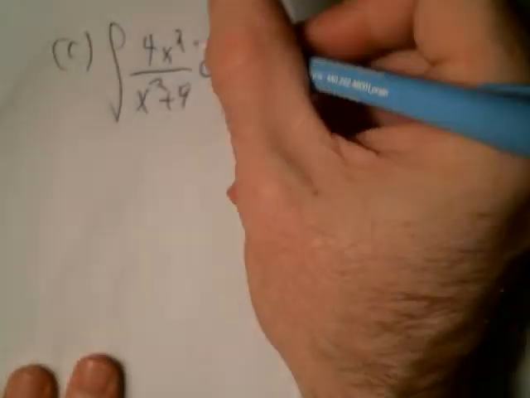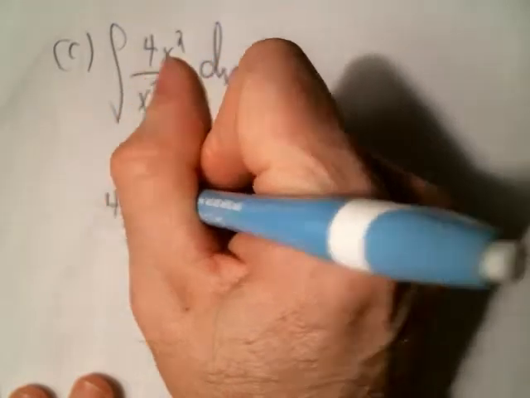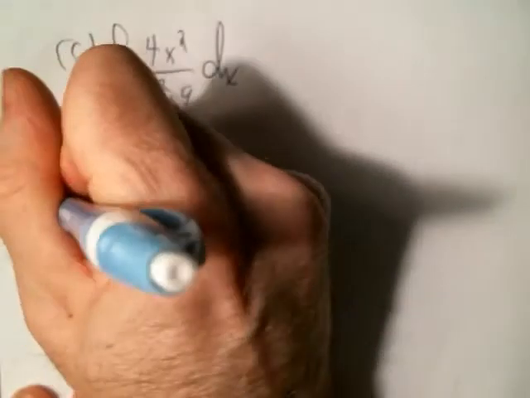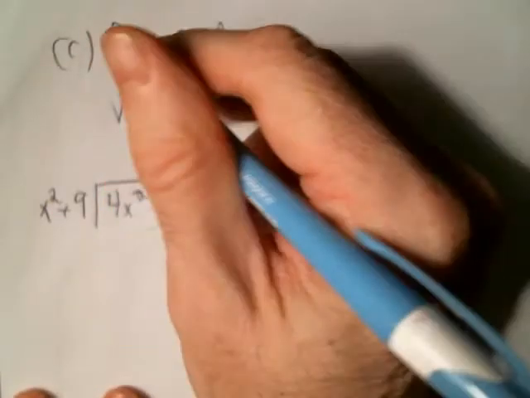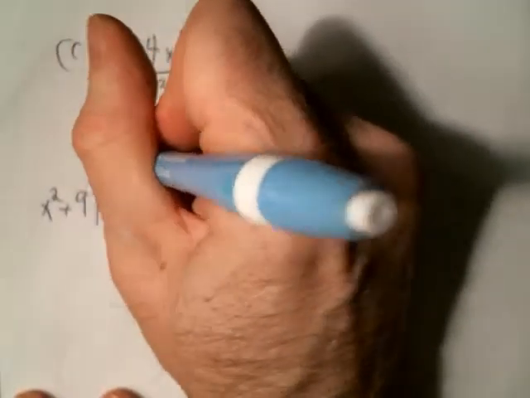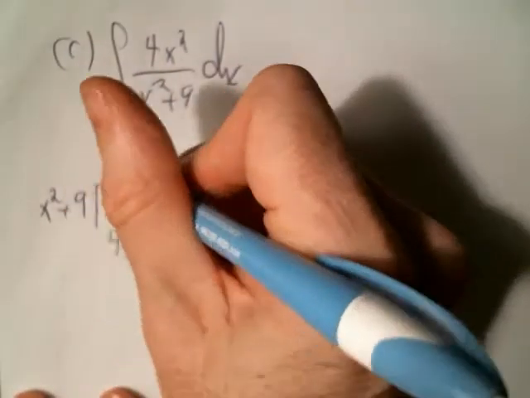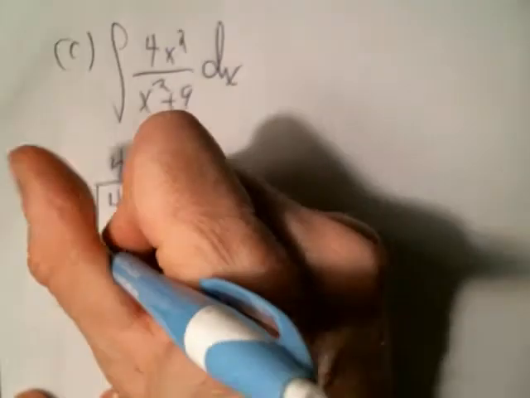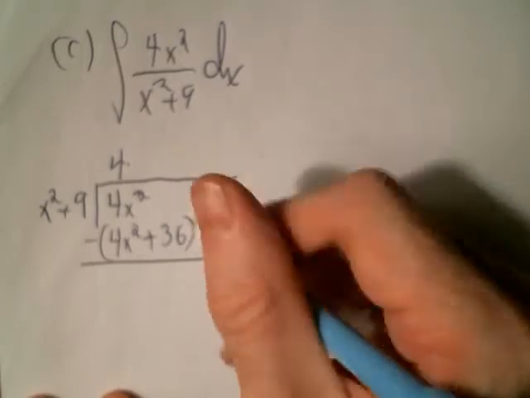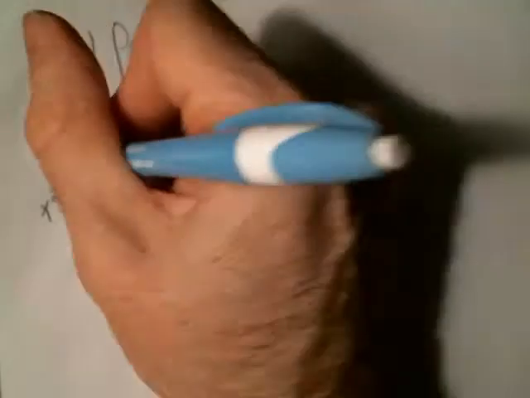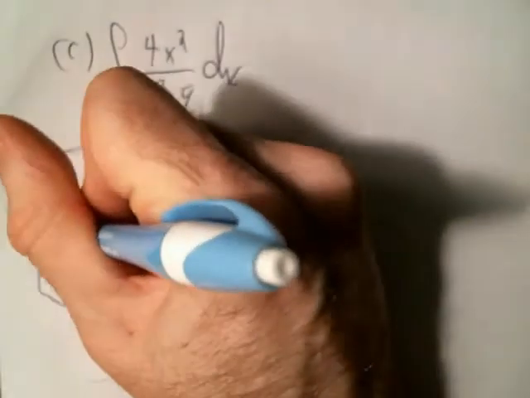I know the degrees of the numerator and denominator are the same. Let's go ahead and divide 4x squared by x squared plus 9. What times x squared is 4x squared? Well, obviously 4. So 4 times x squared is 4x squared, and then 4 times 9 is 36. Subtract away. The end result, when I do my subtraction, is negative 36. Okay, so I can rewrite my integral in that way.